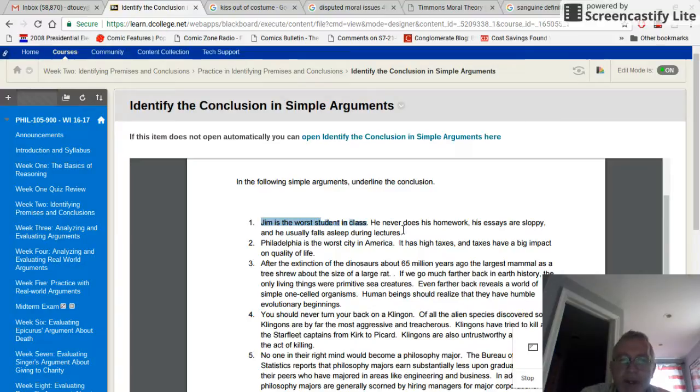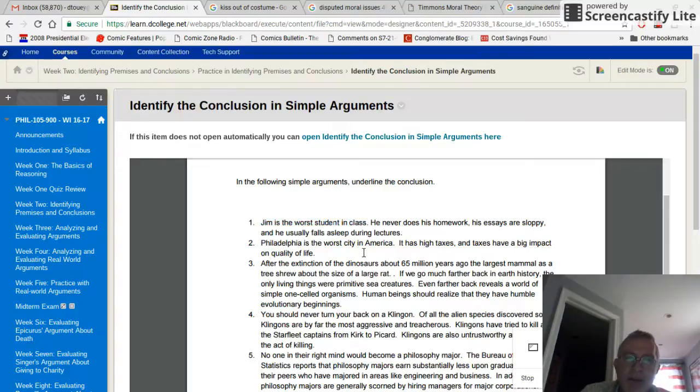So it's rather mysterious how we do it. I'm sure many of you did it correctly. There's no method here, really, because, again, there's no inference indicators that give away the logical relationship between the different statements. We simply have to recognize that the second, third, and fourth statements contained in the second sentence all give reasons to think that Jim is the worst student in class.